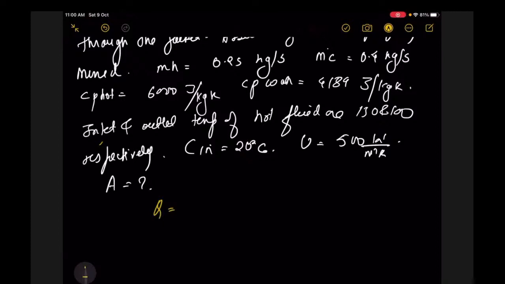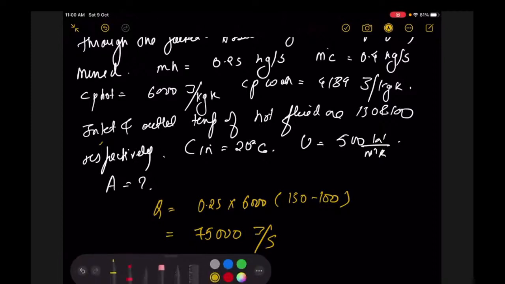Q equals to 0.25 into 6000 into 150 minus 100, which will give you, calculate this, 75,000 joule per second. Now we have to calculate the LMTD.